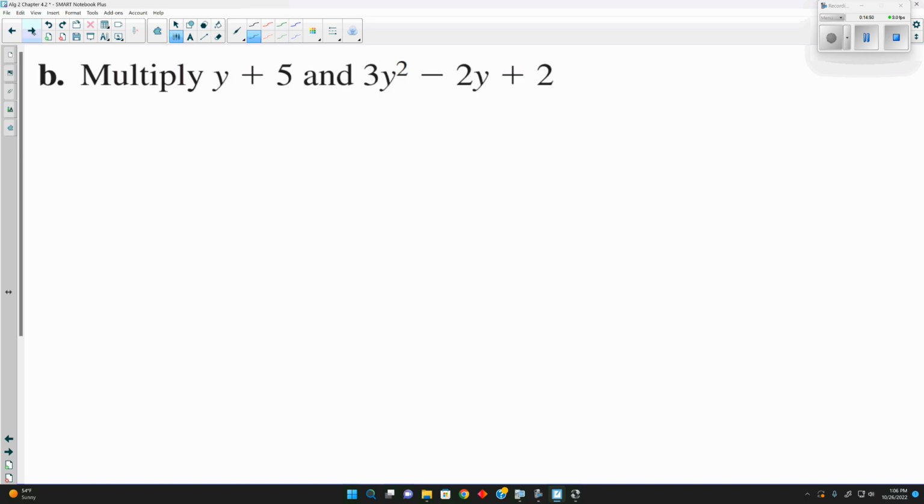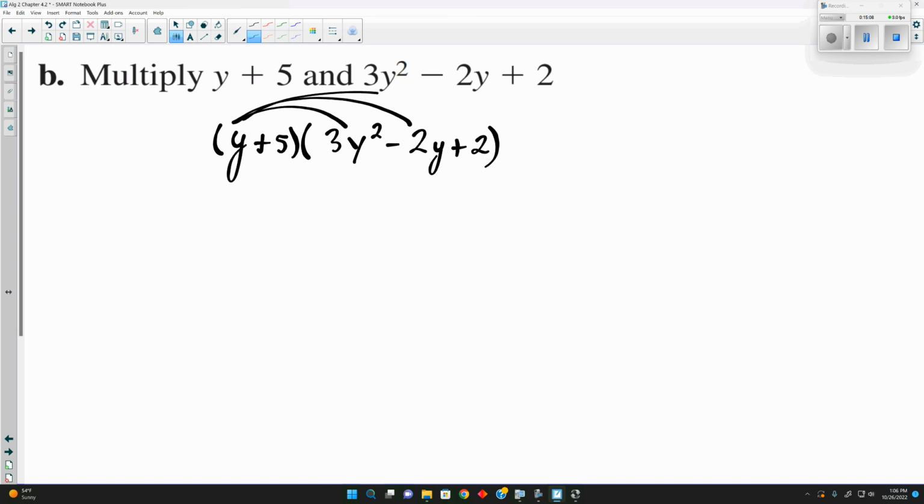Let's look at one more with multiplication, and then we'll move on, because I feel like y'all are probably getting the hang of this pretty quickly. So here we're multiplying y plus 5 by 3y squared minus 2y plus 2. And again, we're going to use our distributive property. Y times 3y squared is going to be 3y cubed. Y times negative 2y is going to be negative 2y squared. And y times 2 is going to be plus 2y.